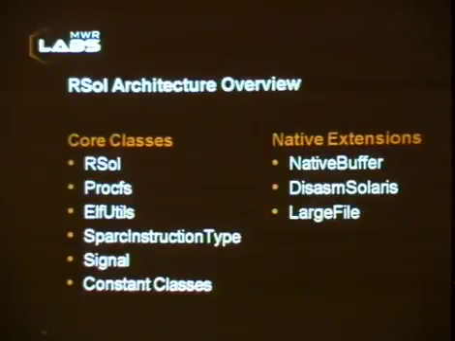So this is a bit of an overview of the architecture. I'm not going to go into too much detail. You've got the core class RSol, which is what most people are going to use to make the key calls to do stuff. procfs is an important class. That's the interface to the proc file system. There's a few native extensions as well to get around some limitations of doing it in Ruby as opposed to a native compiled language.